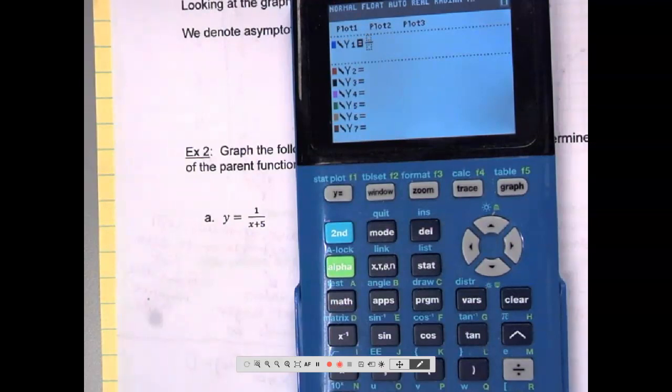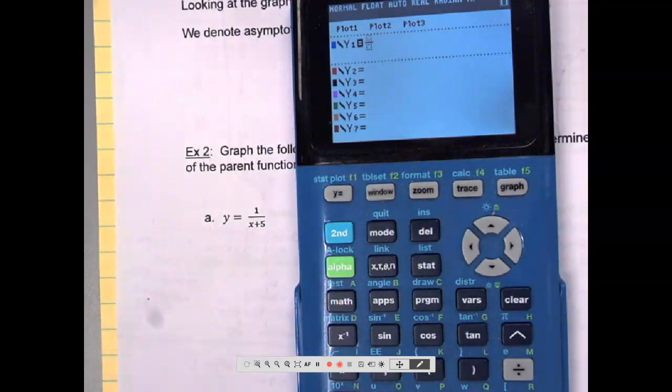Alpha, y equals. If someone around you needs help, help them out. Alpha, y equals, we'll get a fraction. Say like 1 divided by. Yes. Listen, guys, that was a good question. Can you just do 1 divided by?